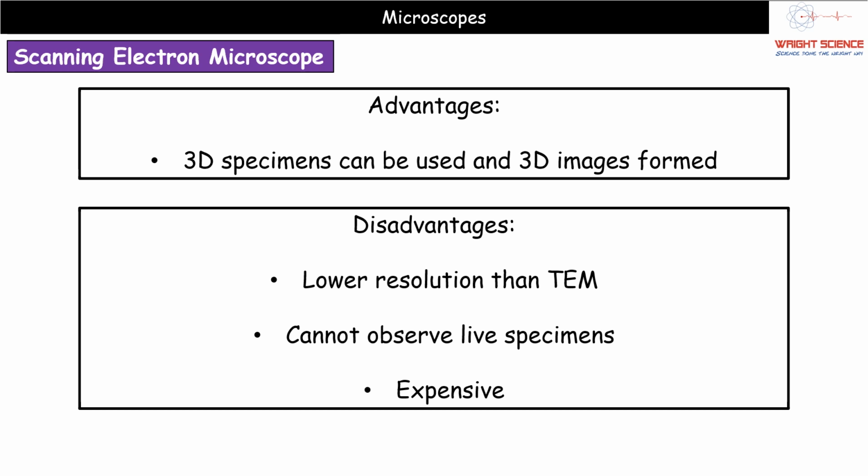In terms of the advantages of our scanning electron microscope, we get three-dimensional images formed from a three-dimensional specimen. We can see what the surface of a ciliated epithelium looks like with this. Disadvantages, it has a lower resolution than the transmission. We still can't observe live specimens. And as with the transmission electron microscope, it's expensive.